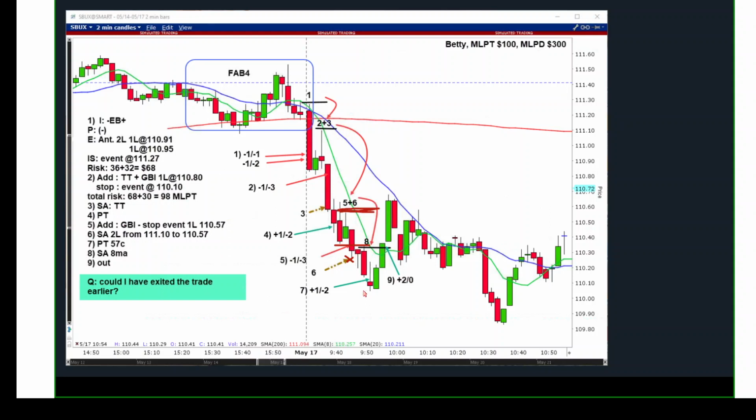And then we move on. In 7, we have a profit take here, 1 lot, okay? Stop goes down to 8 based on the 8 MA, all right? And then stop out here.